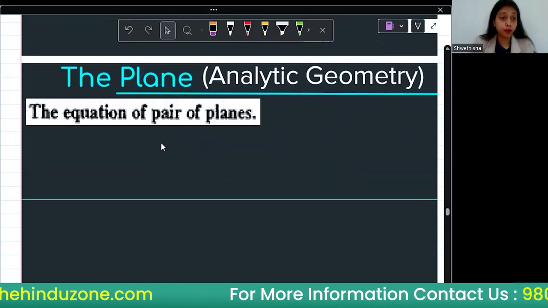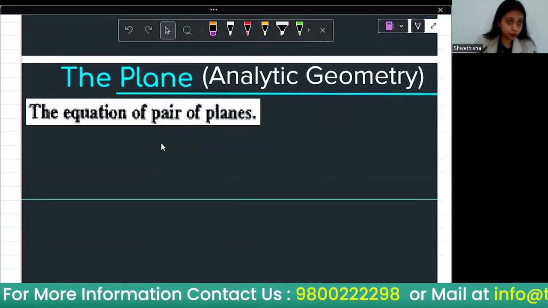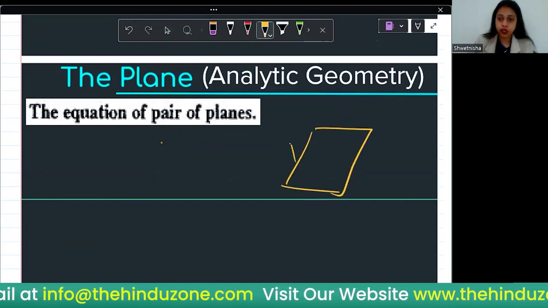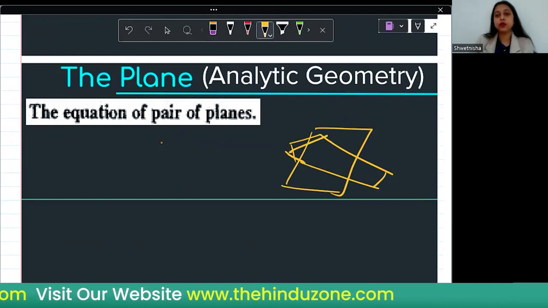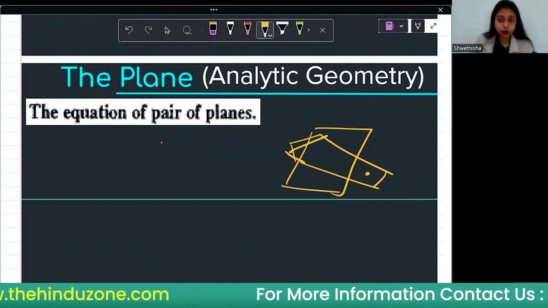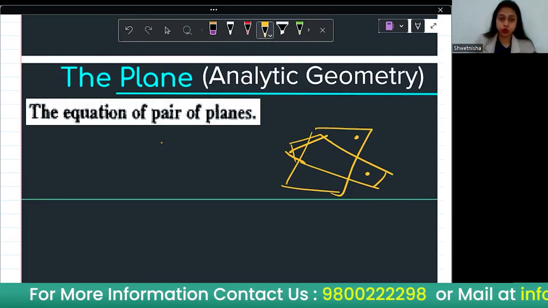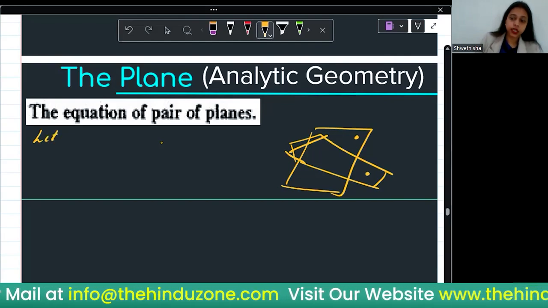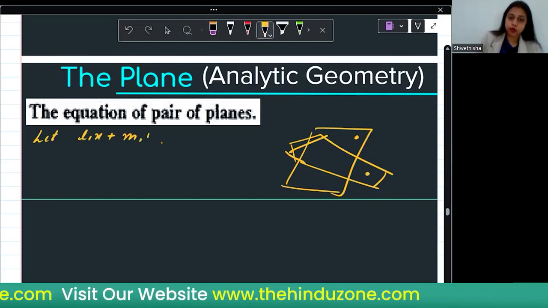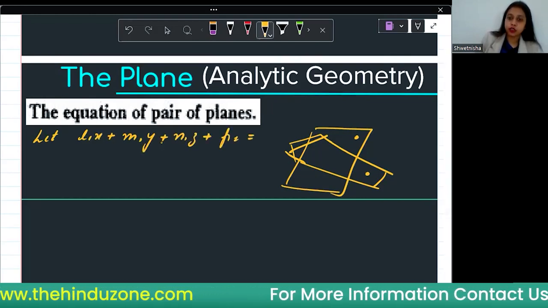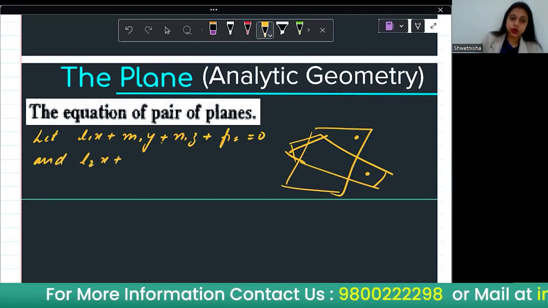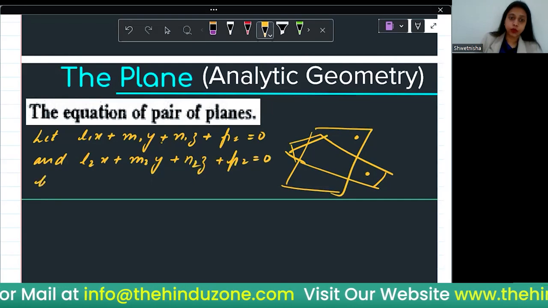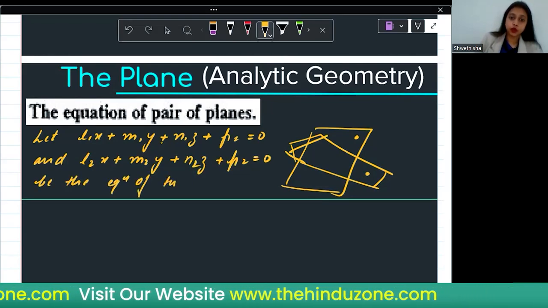Next, equation of pair of planes. That means now we have a point which is on one plane and then that point can also be on the other plane. So when we have to find the equation of a pair of planes, that means any point on the first plane will also satisfy that equation and any point on the second plane will also satisfy that equation. Individually, if I take the equations separately, let L1x plus M1y plus N1z plus P1 is equal to 0 and L2x plus M2y plus N2z plus P2 is equal to 0 be the equations of two planes.